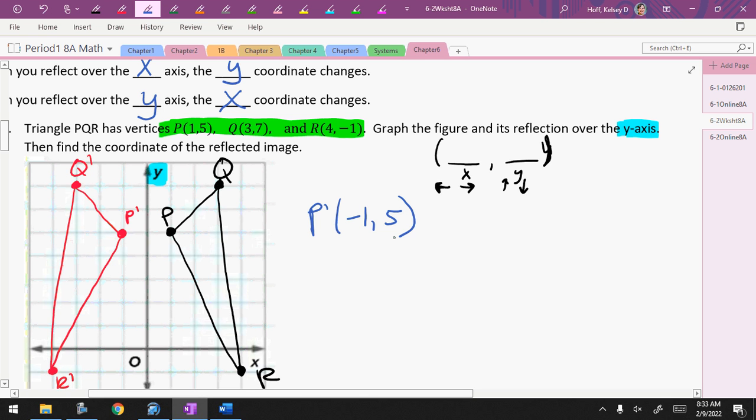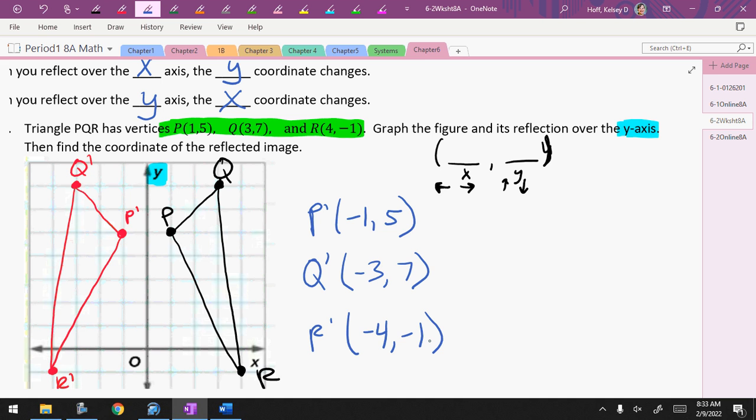Q was 3, 7. Careful. -3, 7. Double check. 1, 2, 3. 1, 2, 3, 4, 5, 6, 7. That is correct. R was at 4, -1. -4, -1. Don't change the y at all. 1, 2, 3, 4. Down 1. You don't have to use that shortcut. You could just look at your graph, but I know many of you would rather use that shortcut.